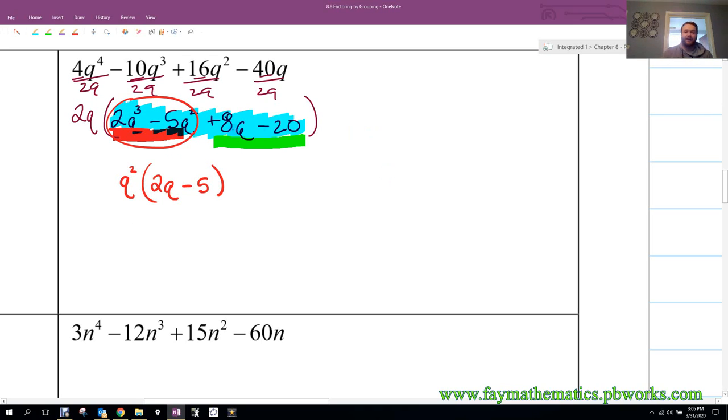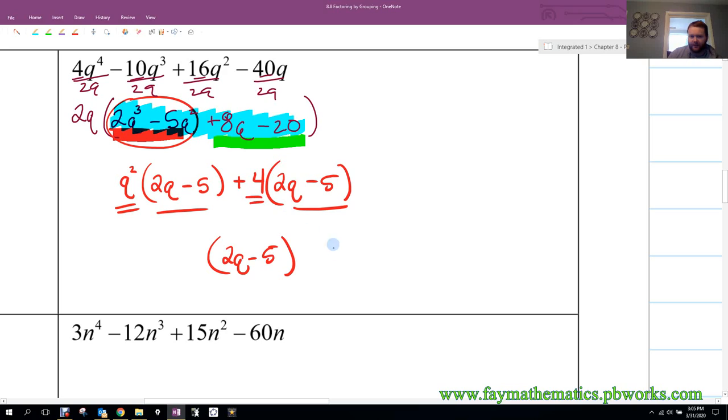Now I look at the back 2, and they don't both have a q in them, but they both have a 4 in them. So I bring out a positive 4. 8q divided by 4 is 2q. Negative 20 divided by the 4 is negative 5. So now what's in the parentheses is the same, so there's a factor: 2q minus 5.